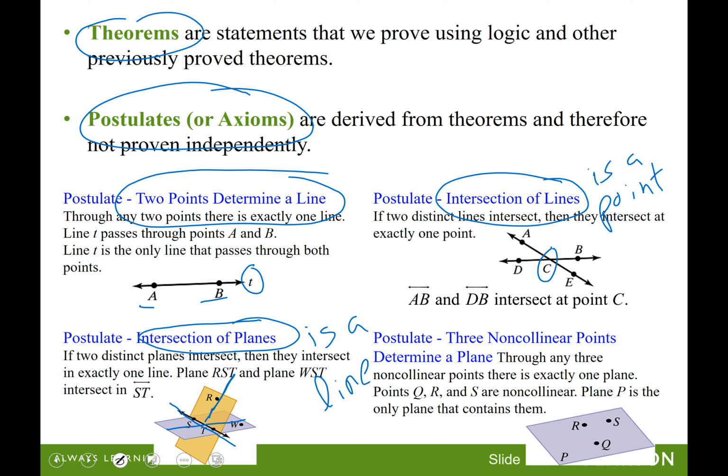All right, last postulate on this slide is 3 non-collinear points determine a plane. Through any 3 non-collinear points, there is exactly one plane. So for this figure here, points Q, R, and S are non-collinear. So plane P is the only plane that contains them. I said it before, but I just want to point out again, capital P can really look like it's a point on the plane, but it's not. If it doesn't have the dot by it, then it is just a name. It's like a label on your shirt, okay? It's like, okay, that right there is plane P, okay?